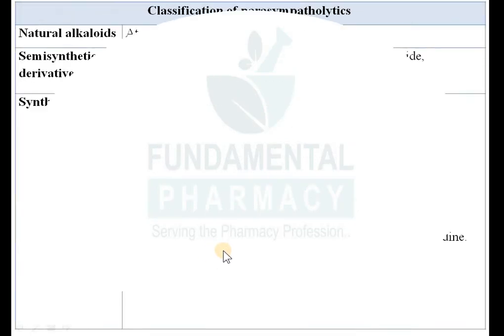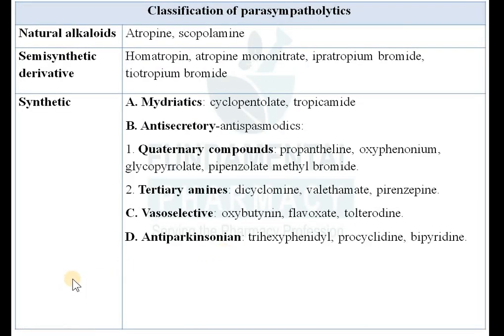Parasympatholytics. Whatever we have seen, these are nothing but the parasympathomimetic drugs, indirect and direct acting parasympathomimetics. We have completed that. Now parasympatholytics. What do you mean by parasympatholytics? These are the drugs which can block the actions produced by the parasympathetic nervous system or actions produced by acetylcholine. So whatever pharmacological actions of acetylcholine there are, if any drug is able to block those actions, that is known as a parasympatholytic.